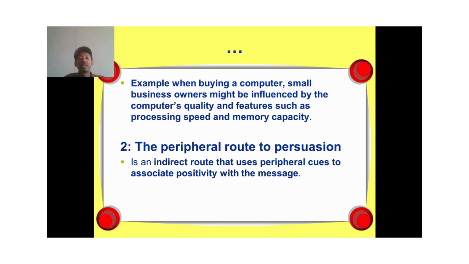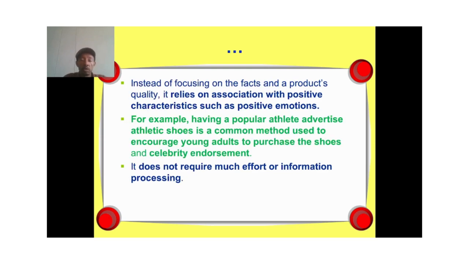The second one is this: the peripheral road to persuasion. This is an indirect route to persuasion based on association of peripheral cues or heuristics. So people associate the product with significant figure without basing their knowledge on knowledgeable expert individual or scientific evidence. So instead of focusing on facts and product quality, it relies on positive association.